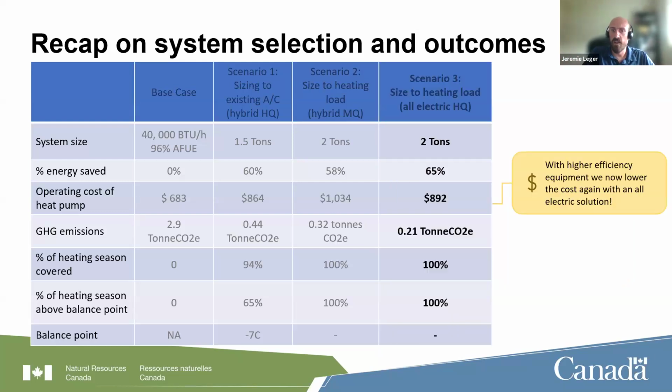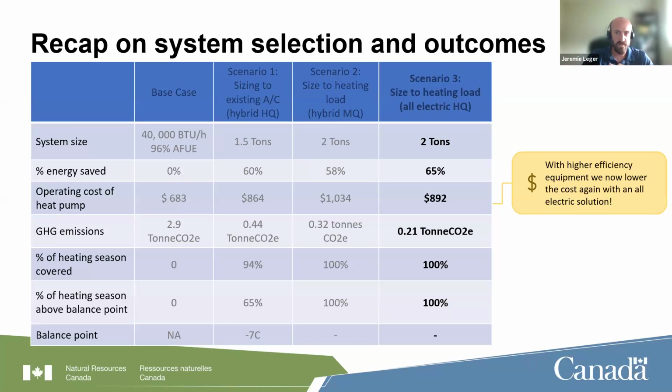As scenario 3, if we looked at, Jason explained it, we had all electric systems that we would cover as well. So as an alternative, going back to a similar system as system 1, so with better COPs, and a 2-ton system, we're now saving a bit more energy. So we're at 65% energy saved.